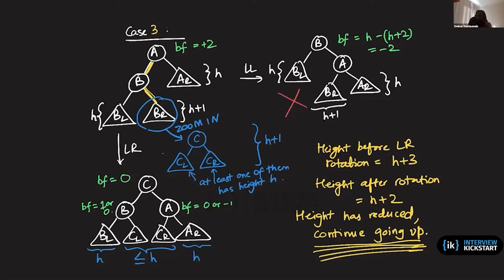So whatever was CL, you're going to say B dot right is equal to C dot left. Once you have a pointer to B and C, you will update B dot right to be equal to C dot left. That will create this link. See, in the blue color you wrote, at least one of them has a height H. Okay. Yeah. Now the next step is you are saying B dot right equal to CL.